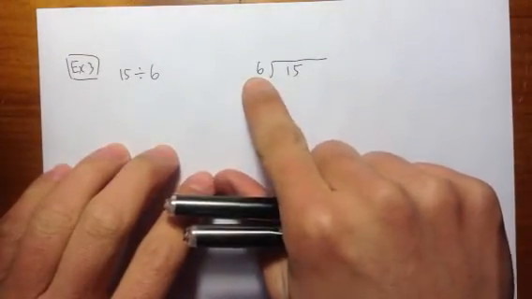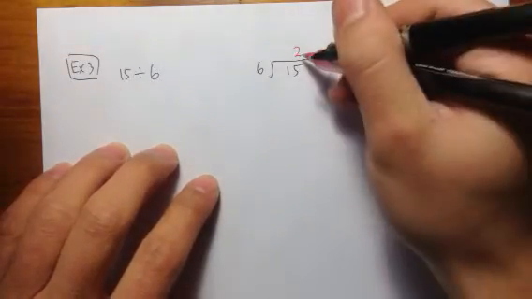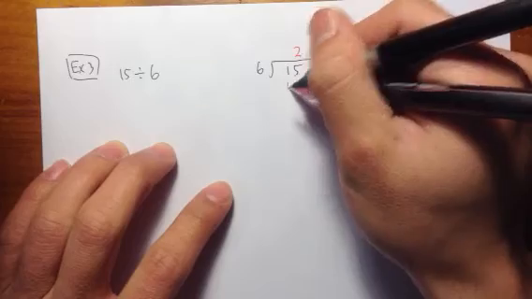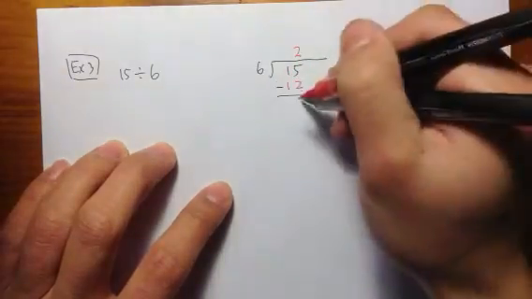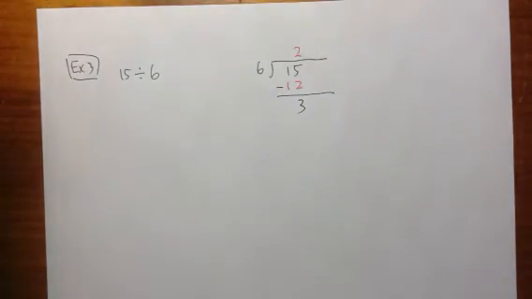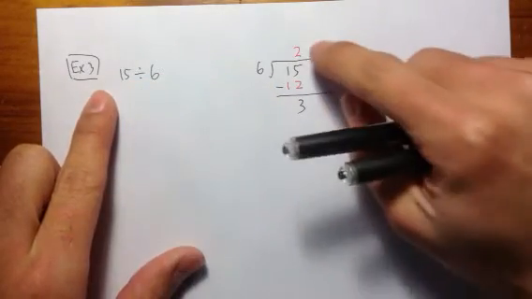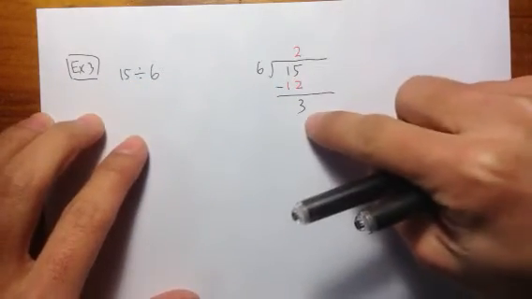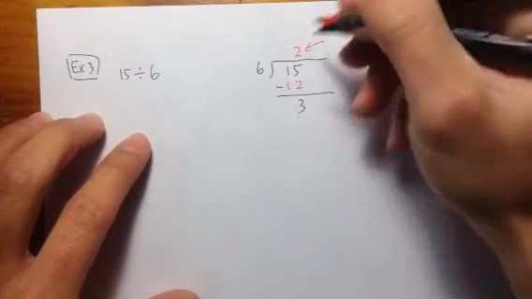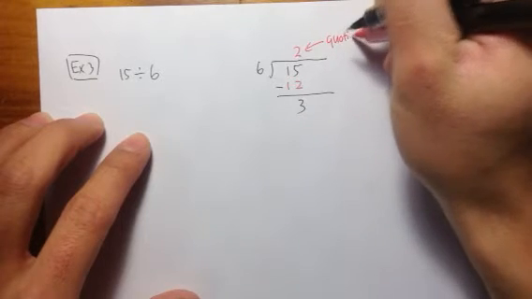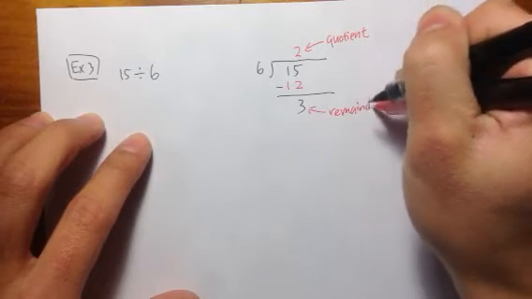So, 6 goes into 15 at most twice. 2 times 6, I get 12. And I'm going to subtract. 15 minus 12, I get 3. Right? So right here, as we can see, 15 divided by 6, the quotient is equal to 2, and the remainder is equal to 3. And again, let me just emphasize that one more time. The 2 is called the quotient. The 3 is called the remainder.